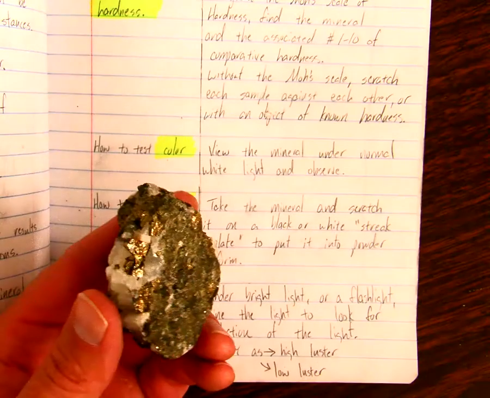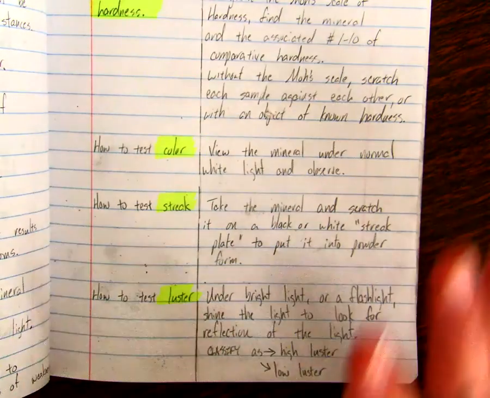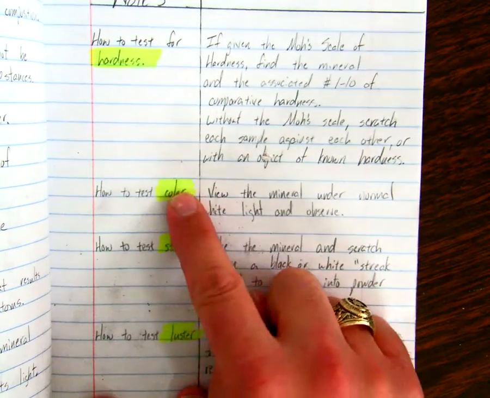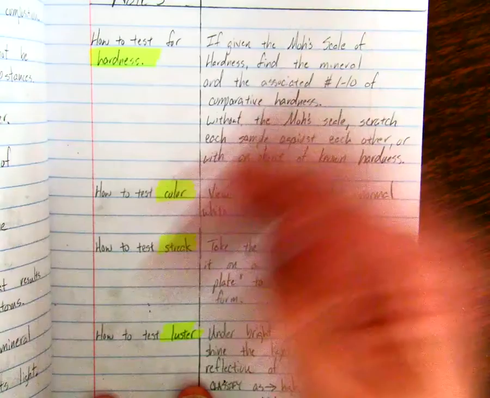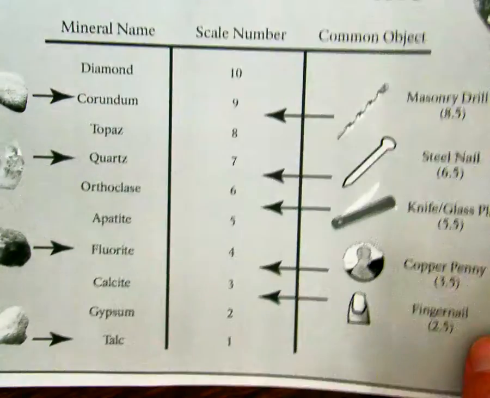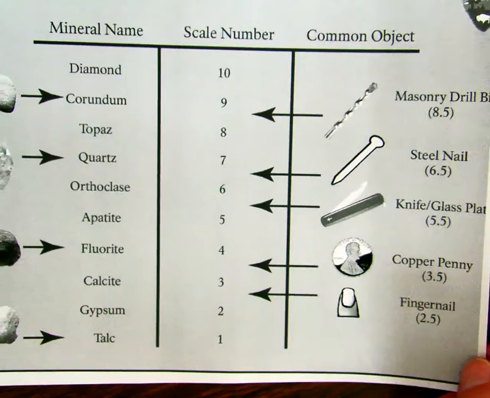That's how you're going to test for luster. So there's 4 things that you're responsible for. I want to make sure that we're clear on this. The 4 things are hardness, color, streak, and luster. And then hopefully you remembered how to use the Mohs scale of hardness, which you just find the object on there, and then you can compare.